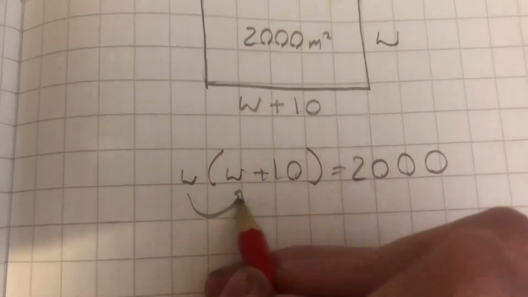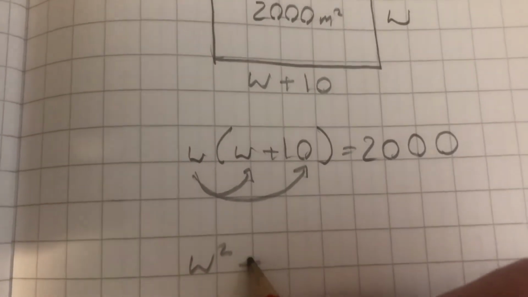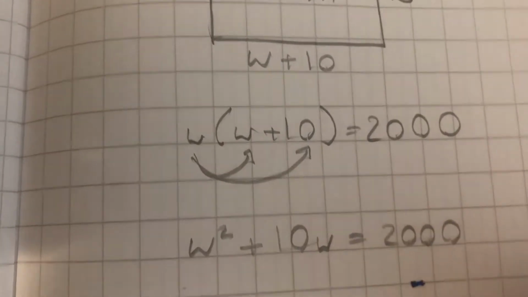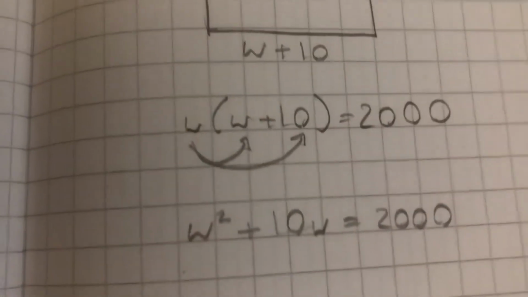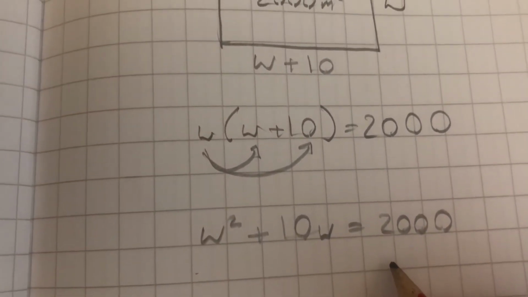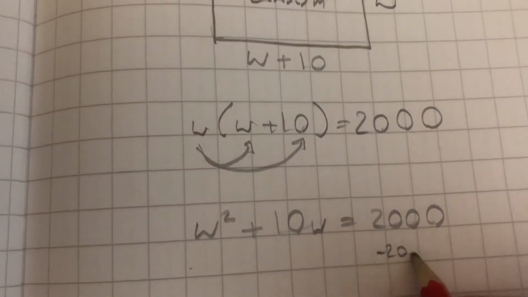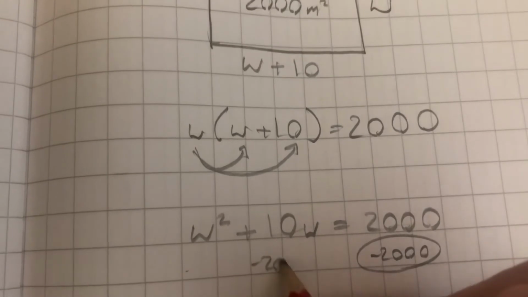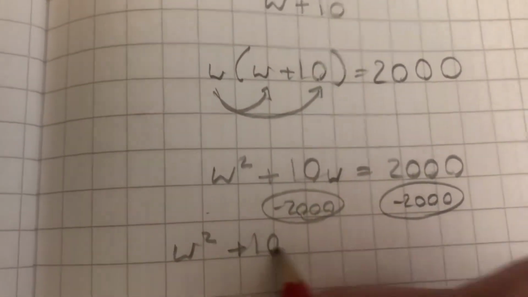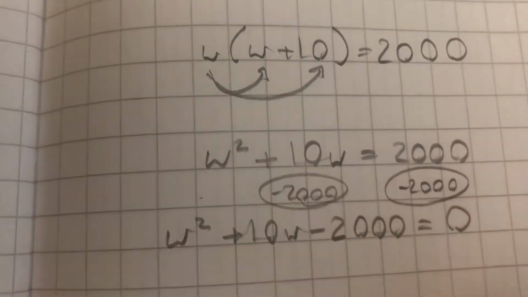So multiply the bracket. W times W is W squared. W times 10 is 10W is equal to 2,000. Okay, I then have to remember that I'm bringing everything from the right hand side to the left hand side, so I have to subtract 2,000 from the right hand side. I therefore have to do that to the left as well. So I end up with W squared plus 10W minus 2,000 equals 0.